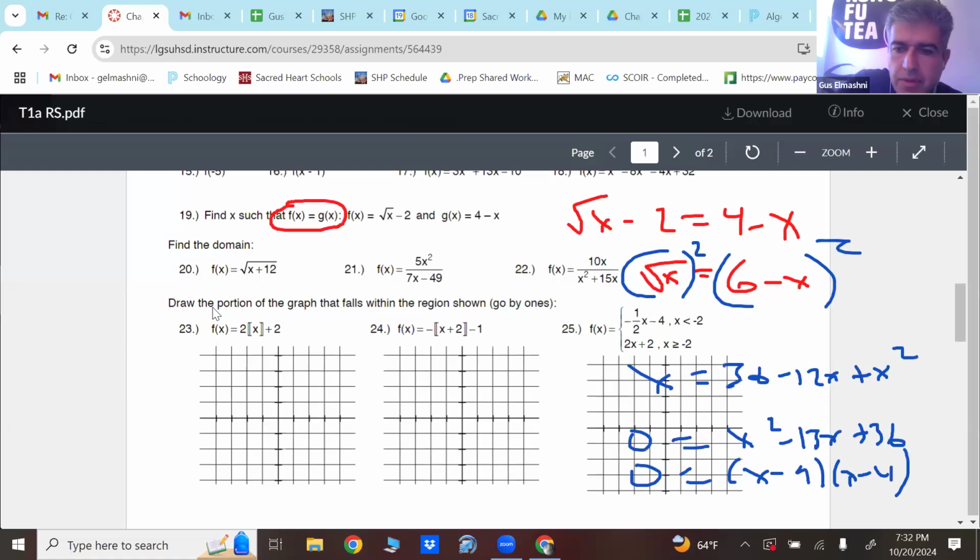Actually, just to make sure, if I plug 9 in, it actually doesn't work because you get root 9 minus 2, which is 1. You get 4 minus 9, which is -5. No good. Doesn't work. If I plug 4 in, it does work. I get 0 equals 0.